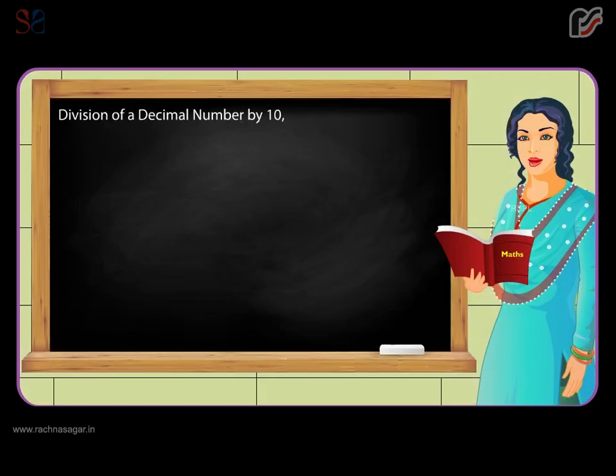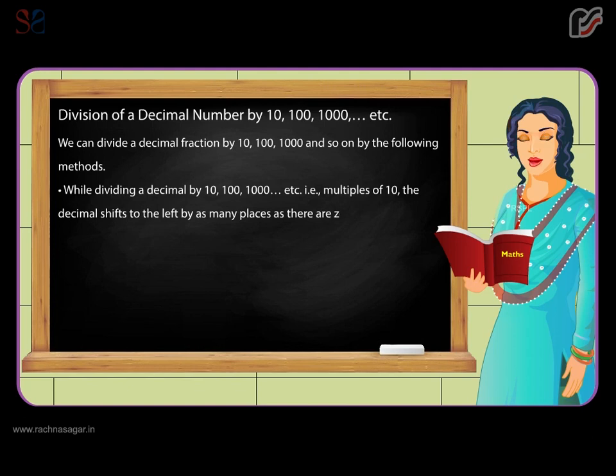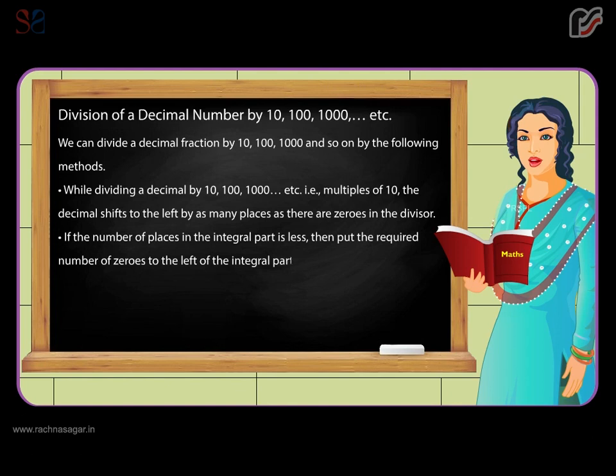Division of a decimal number by 10, 100, 1000, etc. We can divide a decimal fraction by 10, 100, 1000, and so on by the following methods. While dividing a decimal by 10, 100, 1000, etc., that is, multiples of 10, the decimal shifts to the left by as many places as there are zeros in the divisor. If the number of places in the integral part is less, then put the required number of zeros to the left of the integral part, then shift the decimal point.